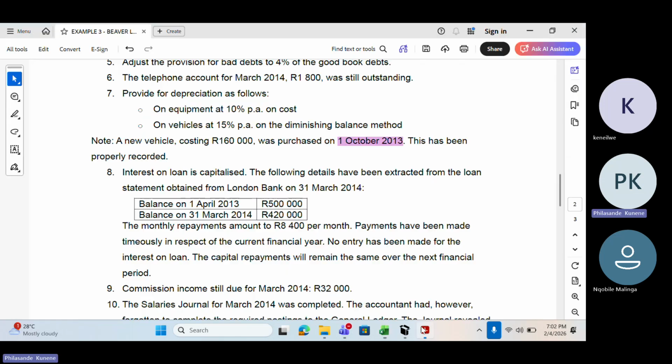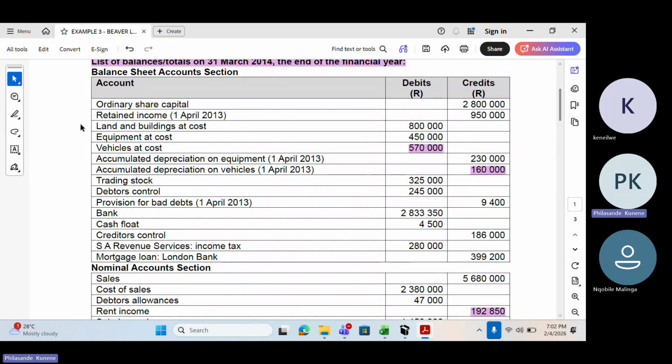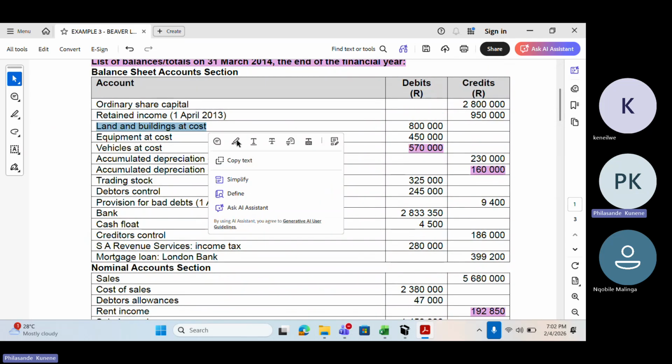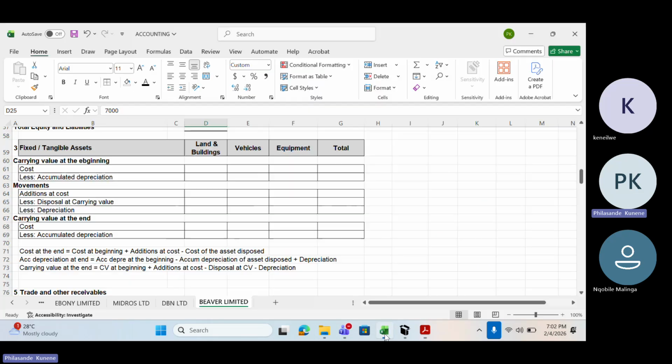Let's go and see if we have land and buildings in our trial balance. If you see here, we have land and buildings at cost, which is 800,000 rand. So now I'll go to my land and buildings and put the cost here of 800,000 rands. Do we have accumulated depreciation on the land and buildings? That is going to be 0, right? And then my carrying value at the beginning, it is going to be the 800,000 rands.